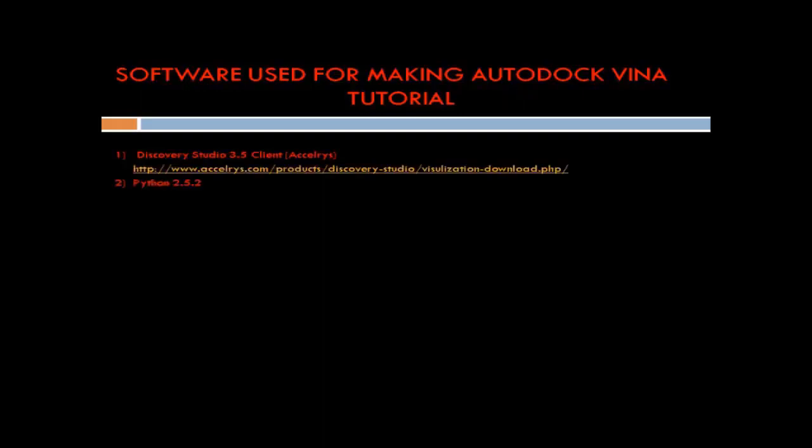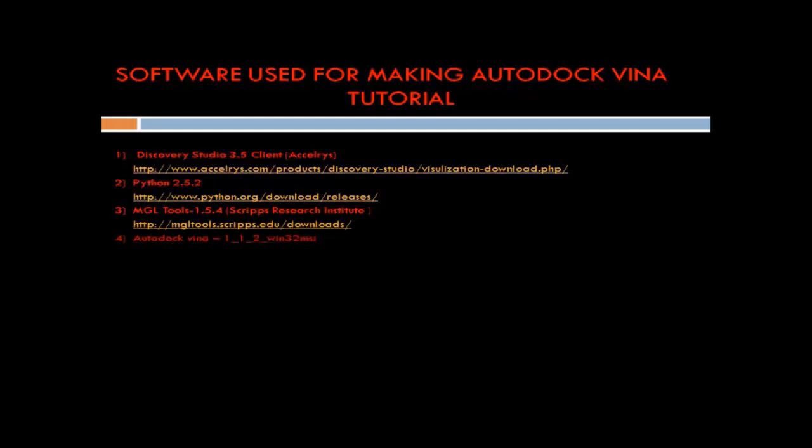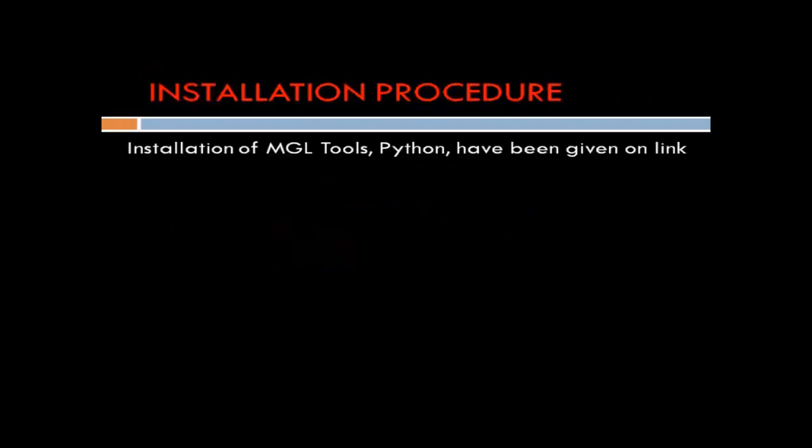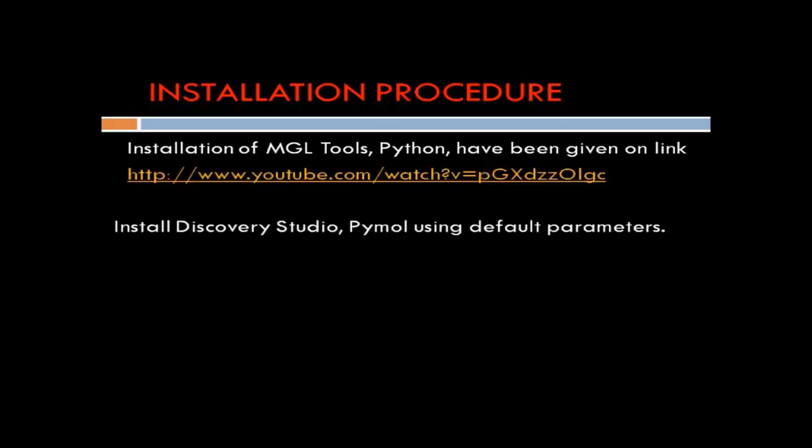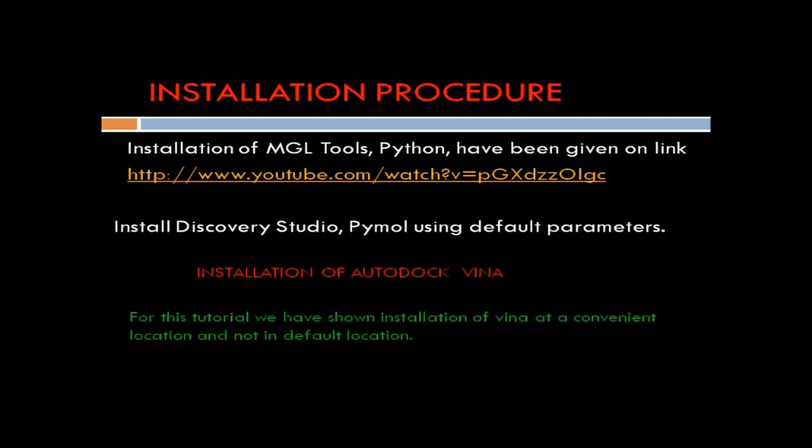These are the supporting softwares which have been used for making the Autodock Vina tutorial. The first one is Discovery Studio, Python, MGL Tools 1.5.4, Autodock Vina itself, and Pymol. How to install these softwares, especially MGL Tools and Python, the procedure is already given on the link on YouTube, and you can access it for getting the instructions. Discovery Studio and Pymol can also be installed using the default parameters.